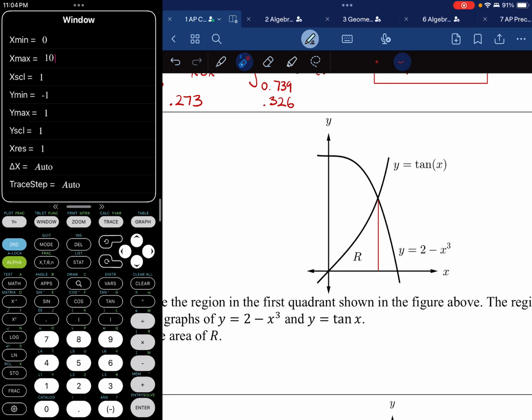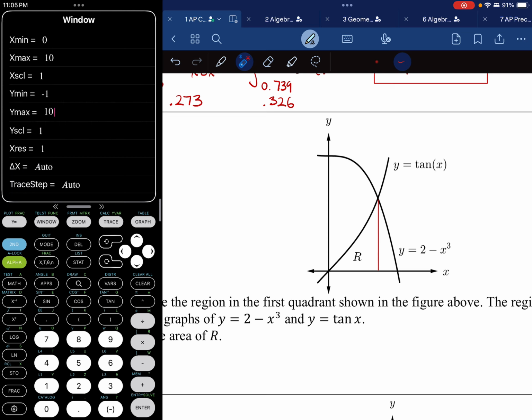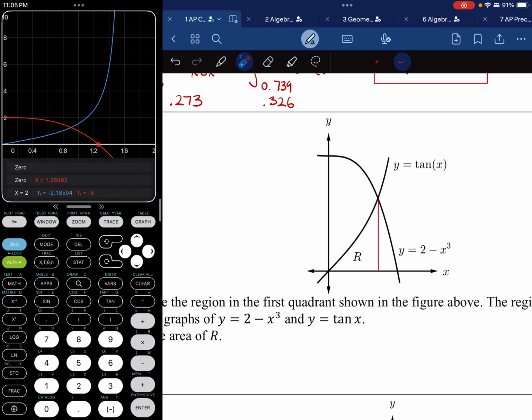I know that my y minimum should be 0, I guess. I'll leave it at -1, and we'll change the y max. I'm just going to guess here 10. And I hit graph instead of zoom 0. And whew, yeah, it was really over there. My x max, I can change to a 2. I'm going to come back here to my window, change my x max to a 2, and graph that one again.